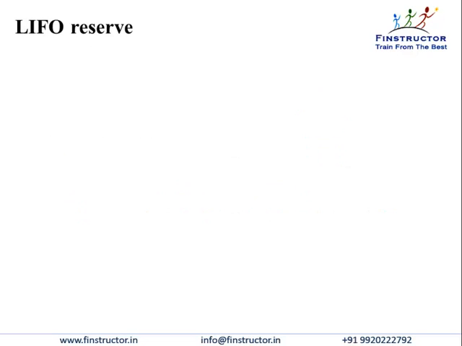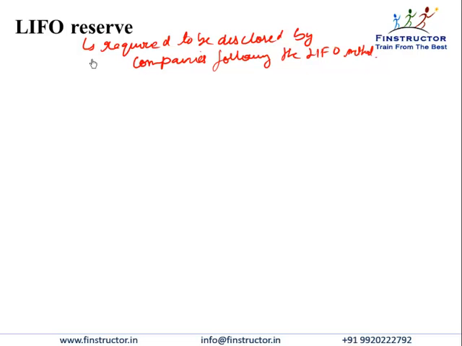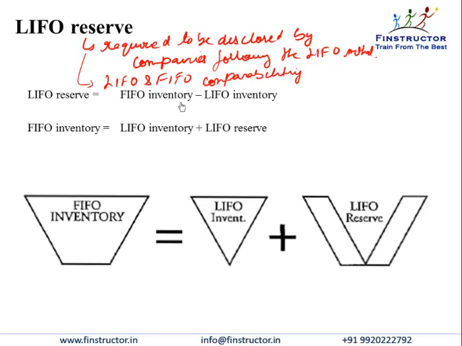So the LIFO reserve is an additional quantity that is required to be disclosed by companies following the LIFO method of accounting. It is given to enhance comparability between the LIFO and the FIFO methods. The LIFO reserve is the number that must be added to the LIFO inventory to give us the FIFO inventory.